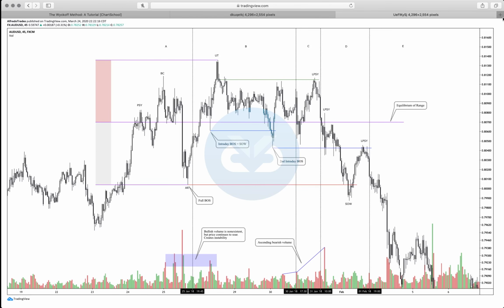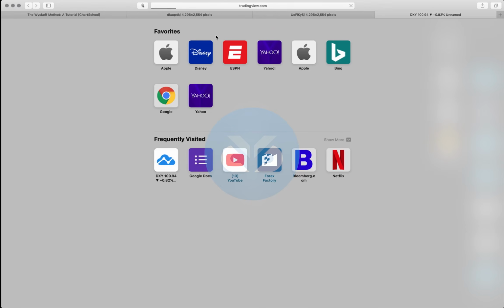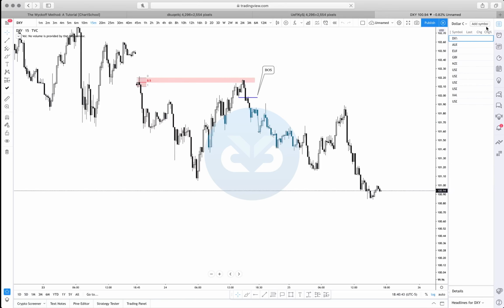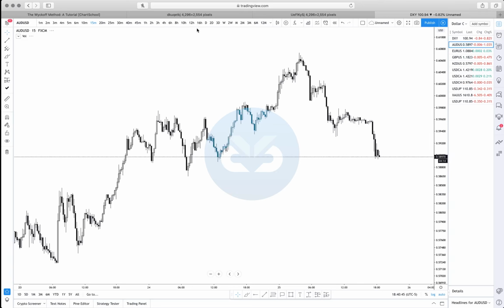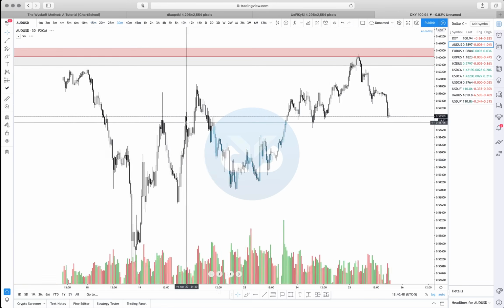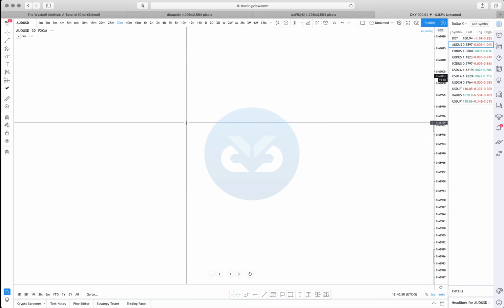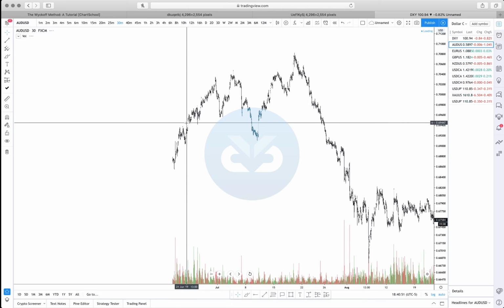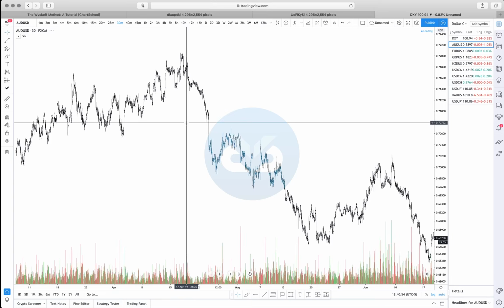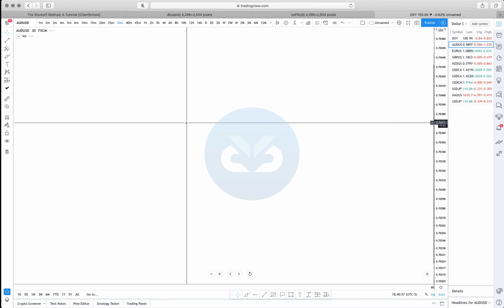And the cool thing about this schematic, let me show you guys. This was back on the 30th of January of 2018. So I want you guys to look at this, just the true power of a schematic. All right, so AUDUSD, 30-minute. Now we're going to go all the way to January of 2018.